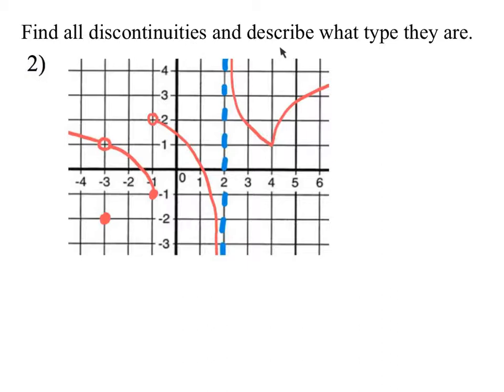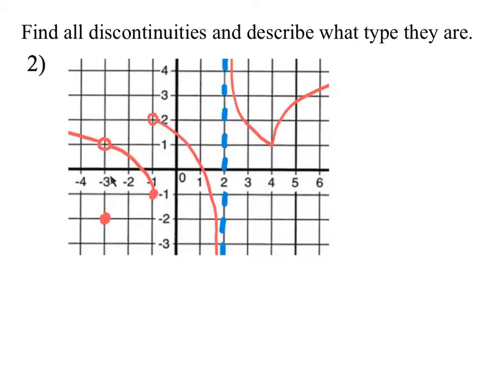Find all discontinuities and describe what type they are. It's a whole lot easier to find discontinuities when it's a picture. A whole lot easier. So let's look at this. A discontinuity first right here. That is a removable discontinuity. It's a hole. The value's down here, but that is a hole right there. So that's a removable discontinuity at negative 3.